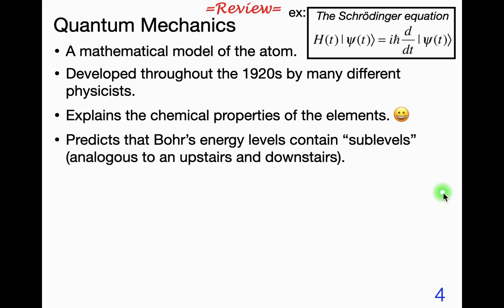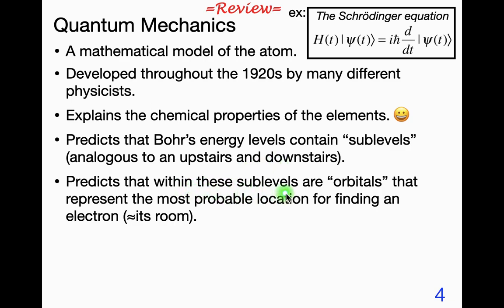Predicts that Bohr's energy level contains sublevels, analogous to an upstairs and downstairs. So you can think of the energy levels as being a floor of an apartment building. Well, quantum mechanics says it's not quite that cut and dry. Those energy levels really have kind of an upstairs and downstairs, and we call those sublevels.